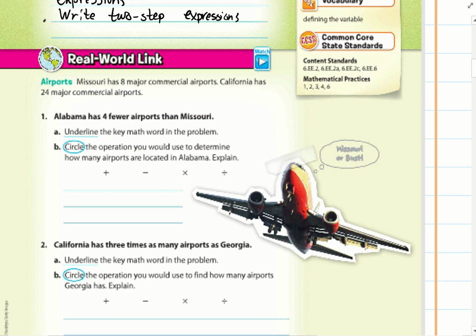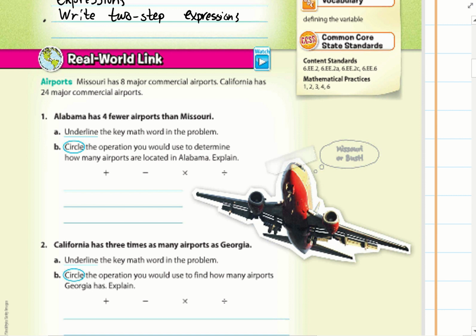So real-world link. It says Missouri has 8 major commercial airports. California has 24 major commercial airports. Alabama has 4 fewer airports than Missouri. Underline the key math word in the problem. That's going to be A.